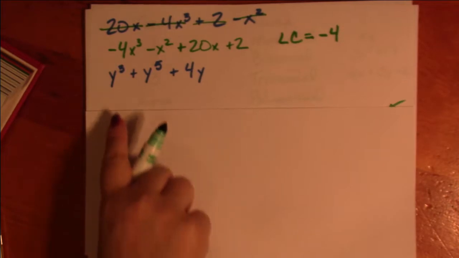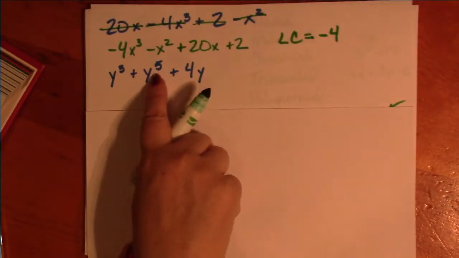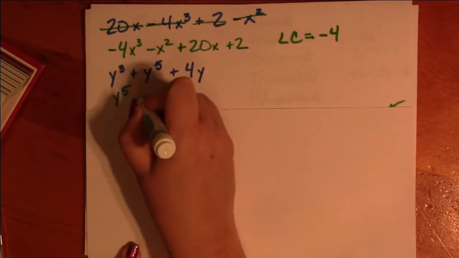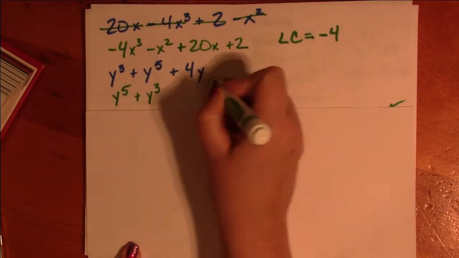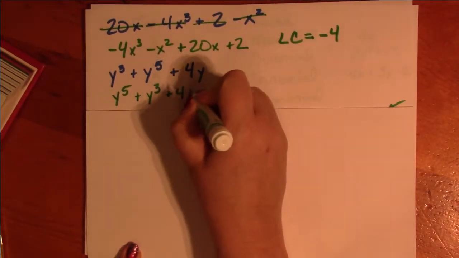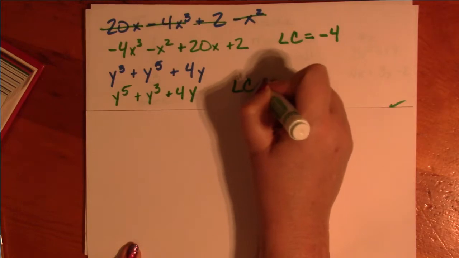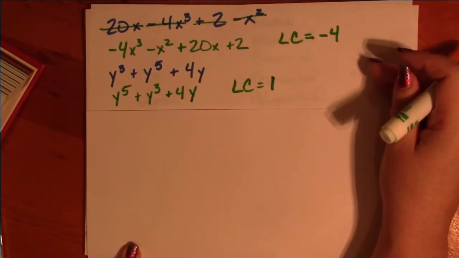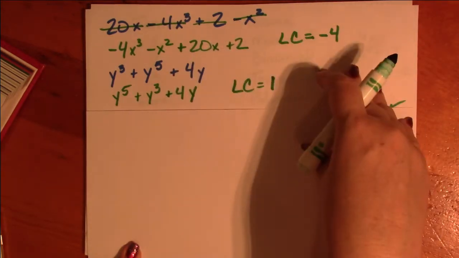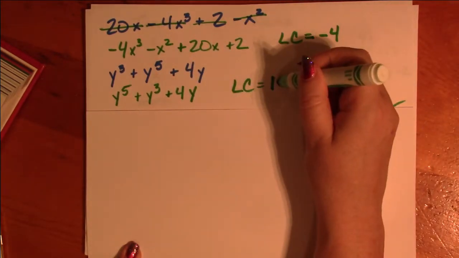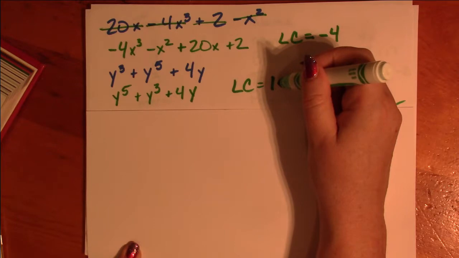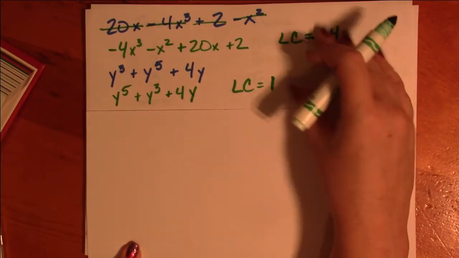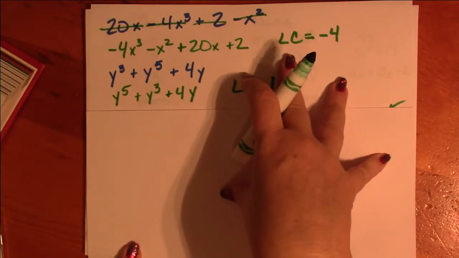Here's another one. For y, we're going to start with y^5 plus y^3 plus 4y, and my leading coefficient is 1, because there isn't one here. Okay? Try writing polynomials in standard form and identifying the leading coefficient in Check It Out number 3, A and B on page 497. Pause here, come back when you're done.